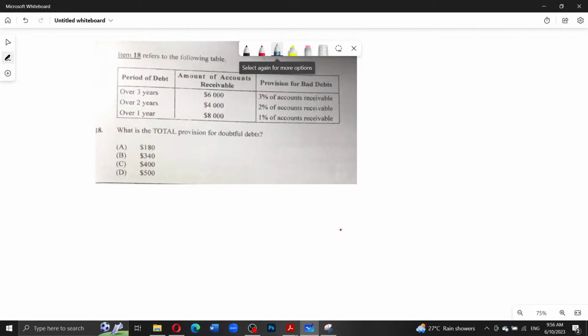Alright, let's read the question. Item 18 refers to the following table. So we have period of debt. It'll start from period 1 because you have to work in chronological order. And then you have the receivable amount and the provision percentage.